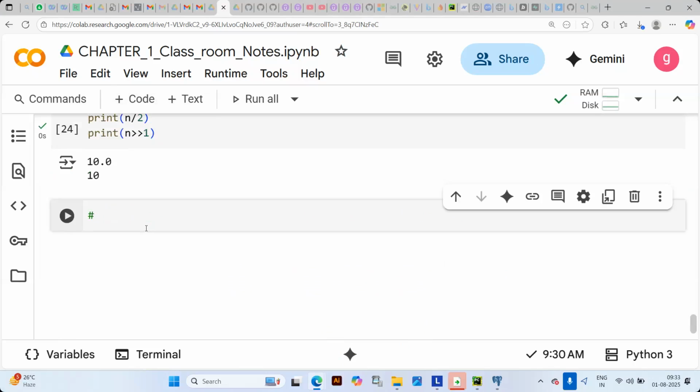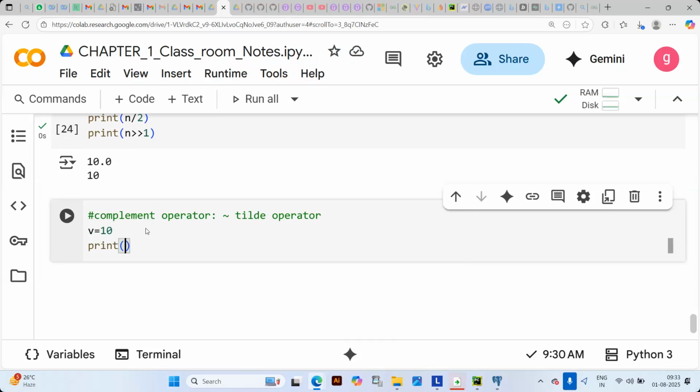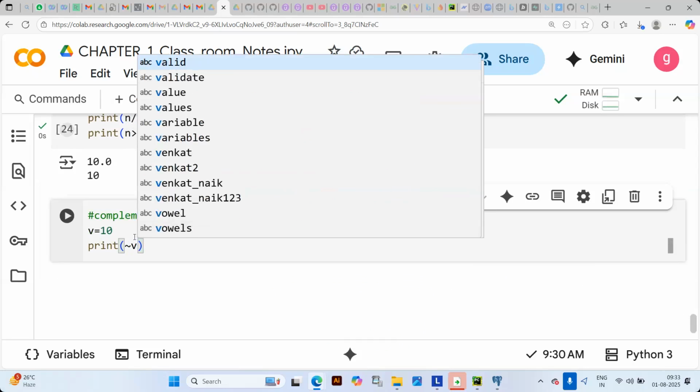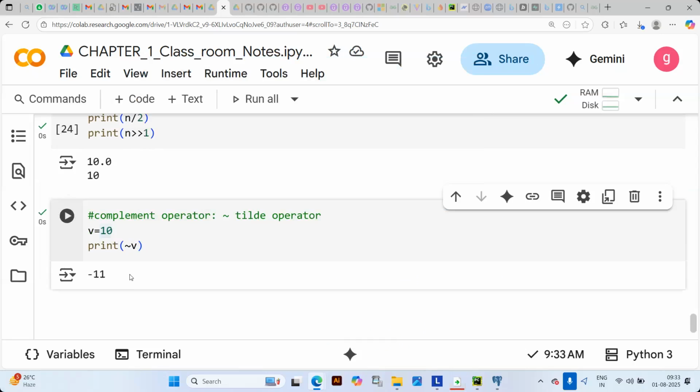The last one we have is the tilde operator, the complement operator. So exactly, I'm taking v is equal to 10. If you apply the tilde operator to v, it will give you minus 11 as the answer. Why like that? How has it been performed? Let me show you. It performs the complement operation.